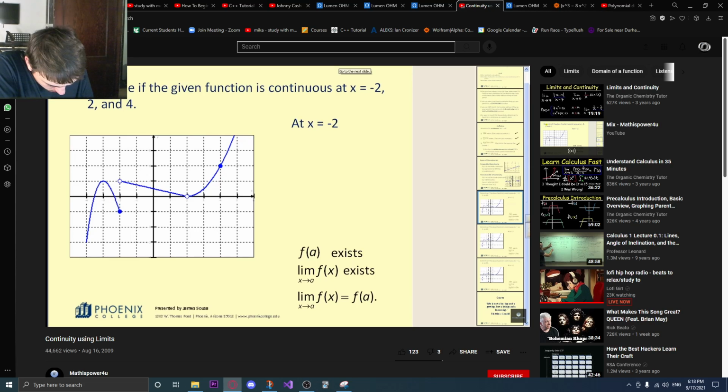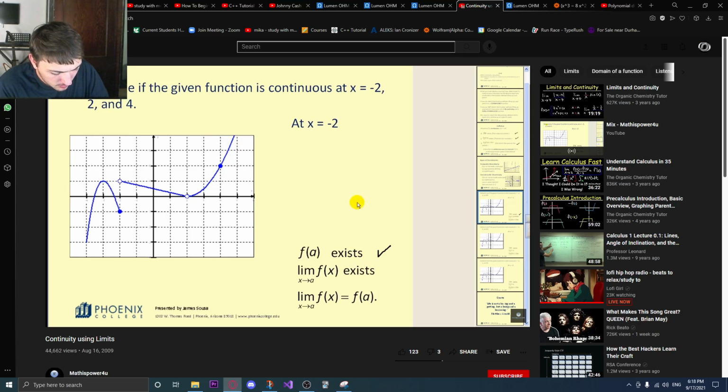Let's take a look at an example. Determine if the given function is continuous at x = -2, 2, and 4. Let's first consider x = -2. So we're looking at the function in this region here. And remember, we want to state if it is discontinuous, which it looks like it is, what is the reason behind it being discontinuous? So I rewrote the three conditions down here that we can verify.